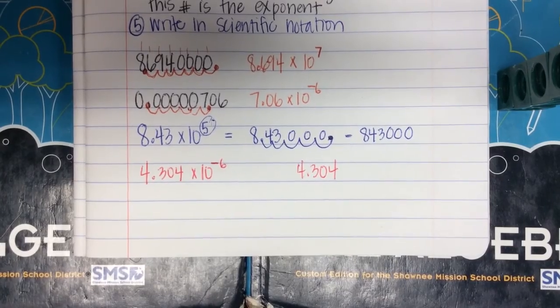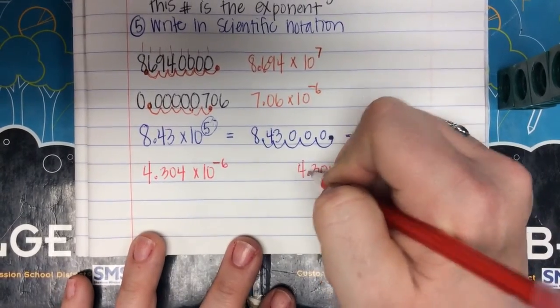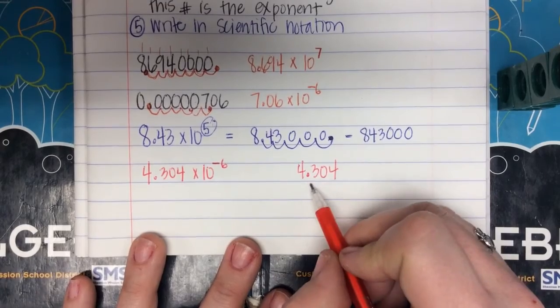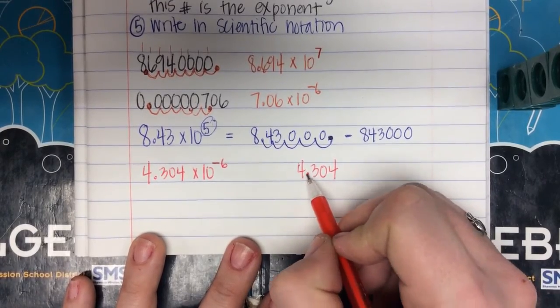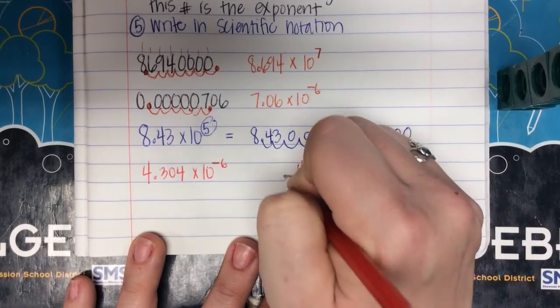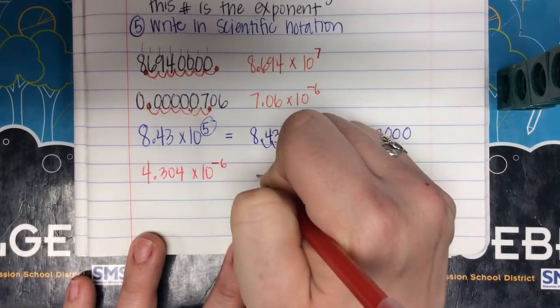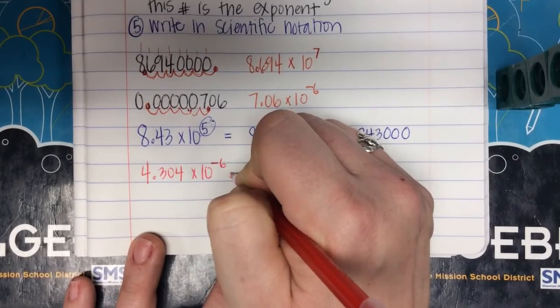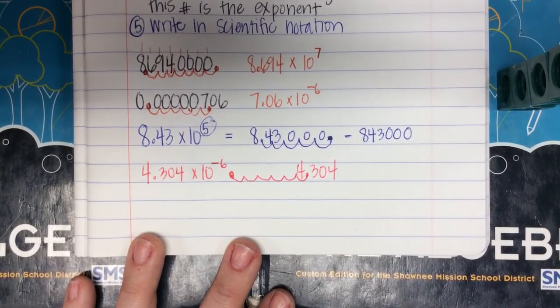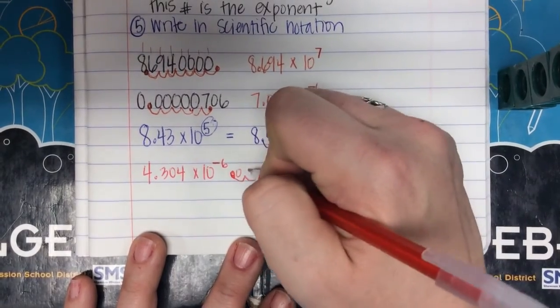Tyson? It's a negative exponent, so what does that mean? It means it's a small number, right? So I'm not going to make the number bigger. I'm going to make the number smaller. So I move it 6 times. 1, 2, 3, 4, 5, 6. Is that my answer? Fill it in with zeros.